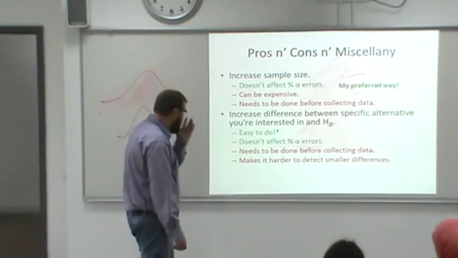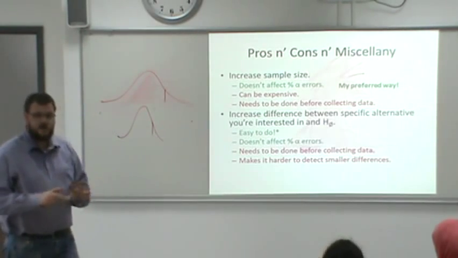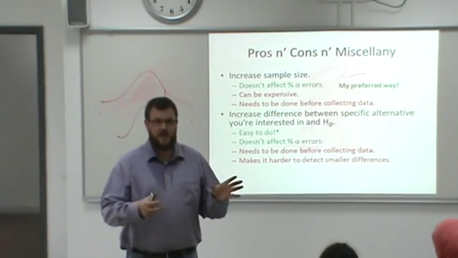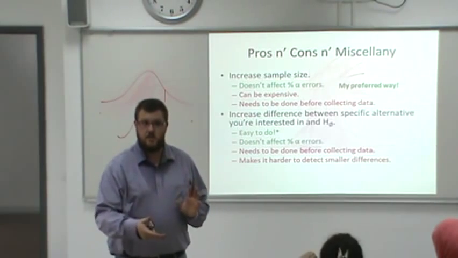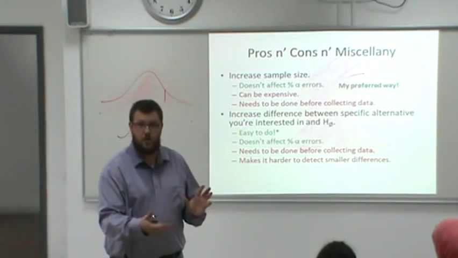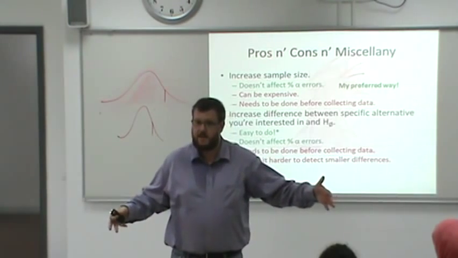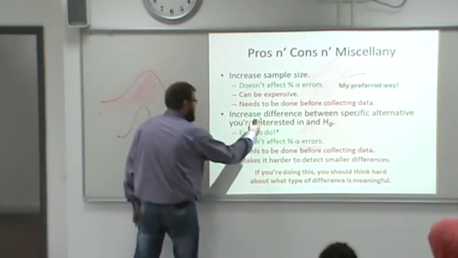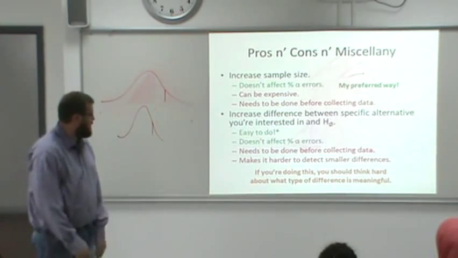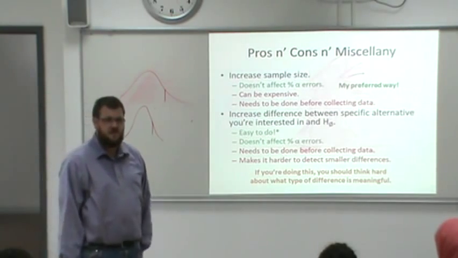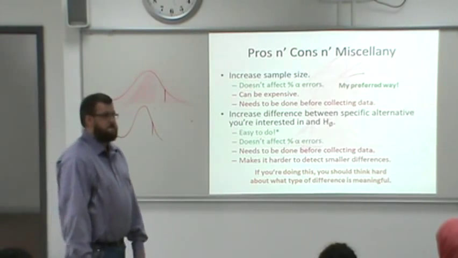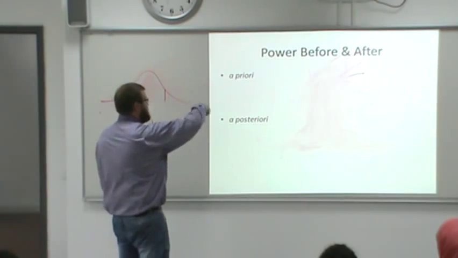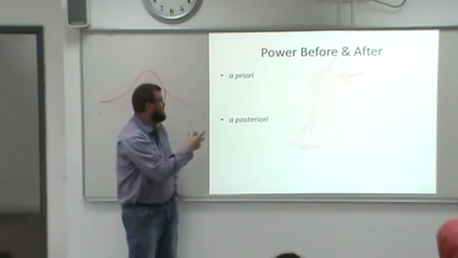Now, this needs to be done before collecting data, and it makes it hard to detect smaller differences. If you say, oh, I'm going to look for a bigger effect, well, then you might change how many people you're going to use. And if you decrease the number of people you are going to use, which you could if you are looking for bigger effects, it'll make it harder to find the smaller ones. If you are doing this, you should think hard about what type of differences are meaningful. Is 51% a big deal? Is 60% a big deal? Huh, I don't know.